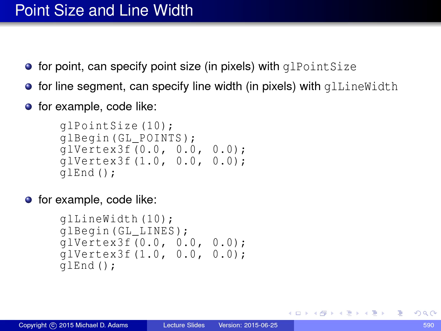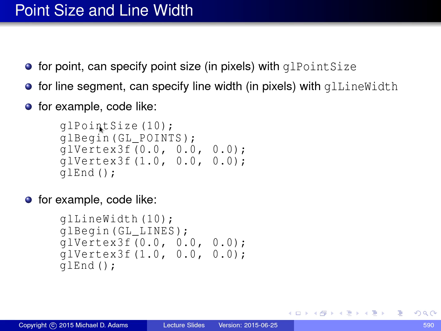Often when drawing points or line segments, we want to have control over either the size of the point that's drawn or the width of the line segment. And this can be controlled using the GL point size and GL line width functions. If you're drawing points and you want to specify how big the point is in pixels, you can use GL point size. If you're drawing line segments, you can specify the line width in pixels by using GL line width. So you can essentially draw larger points or thicker lines.